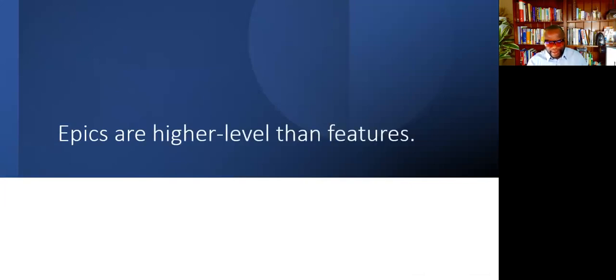Next question. Epics are higher levels than features. Is that true or false? All right, 3, 2, and 1. The answer to this question is true. Epics are indeed higher. So it starts off with the product, epic, features, story level. And beyond the story level, you could think about the task level. Some teams do, some teams don't.